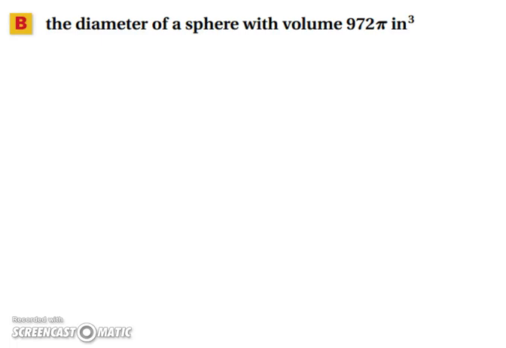The diameter of a sphere with volume 972 pi. Well, we know the formula for volume is V equals 4/3 pi r cubed. This time they didn't give us what our radius was. They gave us what our volume was. So we can replace our V with 972 pi. So 972 pi equals 4/3 pi r cubed.